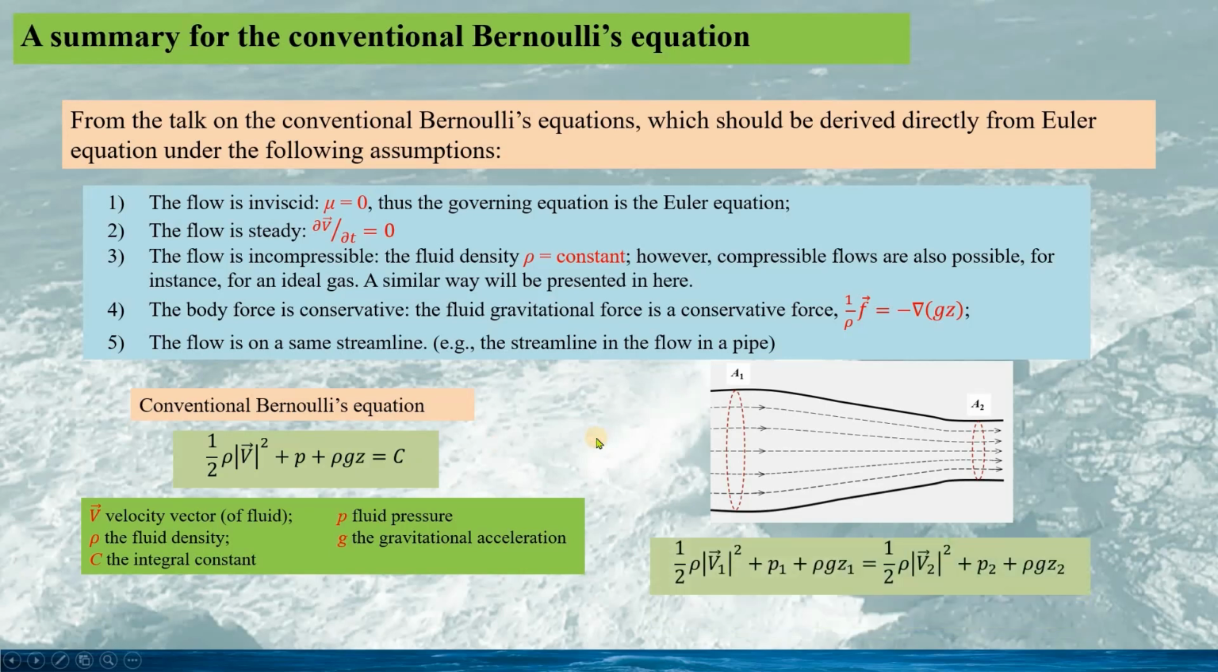So if we apply the Bernoulli's equation for the pipe flow here, we can write the Bernoulli's equation as this. Here, the subscript 1 means the parameters at the section A1, and the subscript 2 means the parameters at the section A2. So using this Bernoulli's equation, we can build the relation between the pressure and the fluid velocity, as well as the height of the pipe.